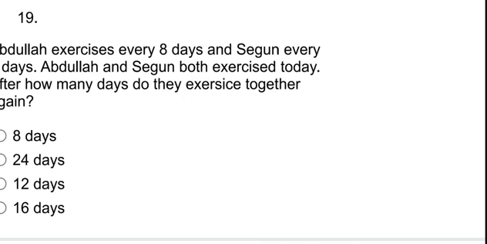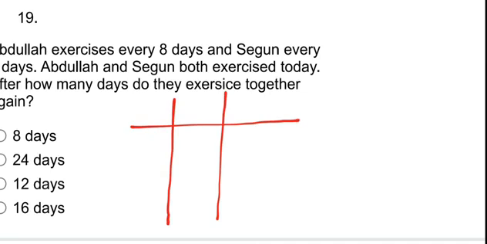All right. For question number 19, Abdullah exercises every 8 days and Shegun every 4 days. Abdullah and Shegun both exercise today. After how many days do they exercise together? So we're going to find the LCM again, which is 4. That will show us when they are going to be together.